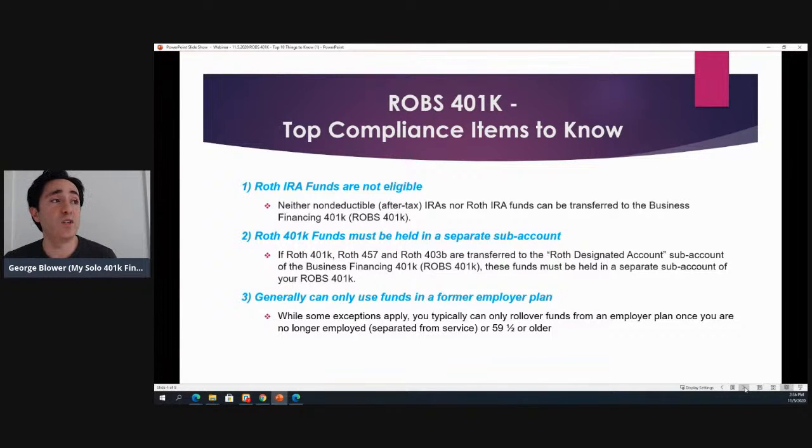Lastly, here on this slide, we're highlighting the fact that the money generally needs to be in a former employer plan. So if the money that you want to use is in your current employer plan, you're typically going to have to quit your job before you can roll it over and fund a business via a rollover as business startup, via a ROBS 401k transaction.